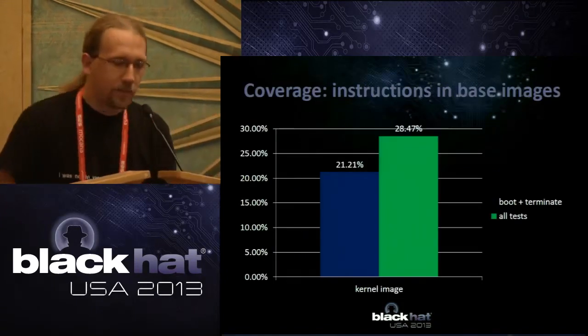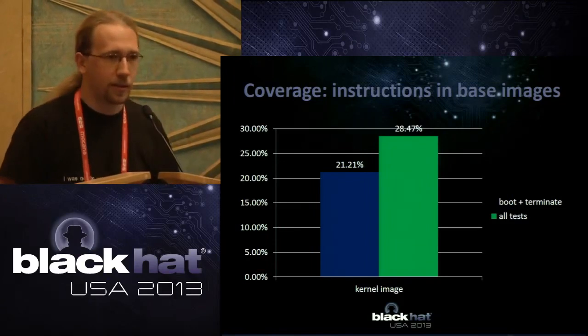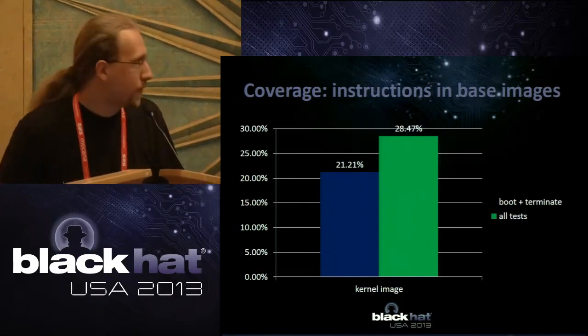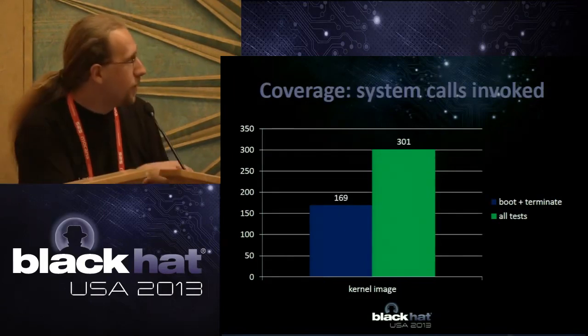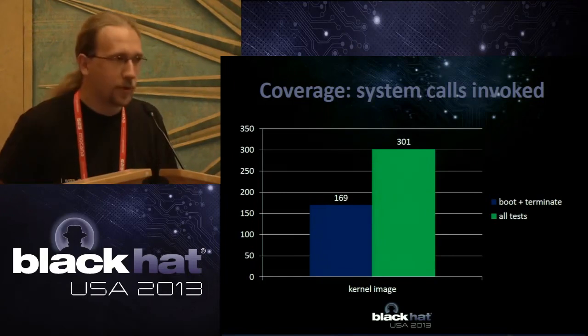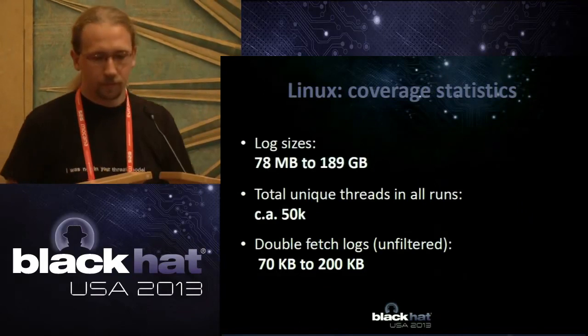In the end, we got a coverage on the level of, I guess, 28%. This is, by the way, instruction granularity in the kernel. It's, I would say, 1/4. And 301 system calls were called in the end. So it's far less than Windows has, as you know.